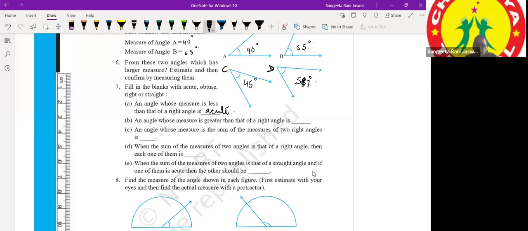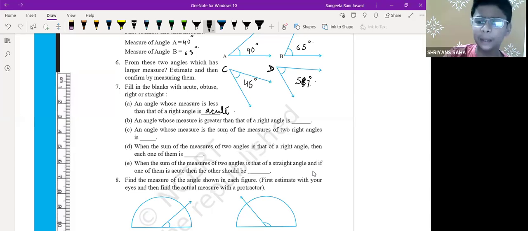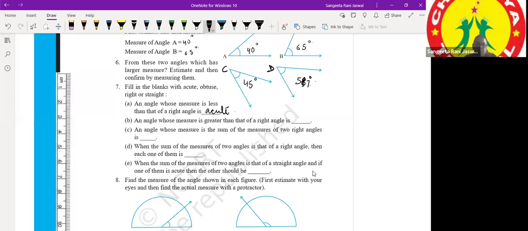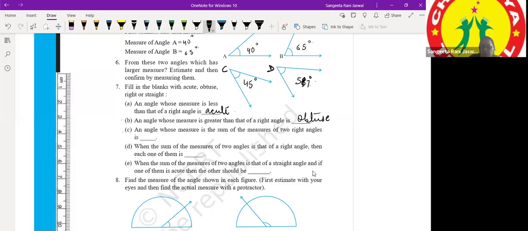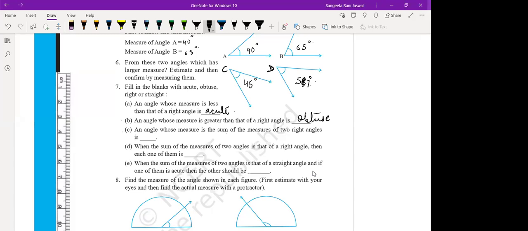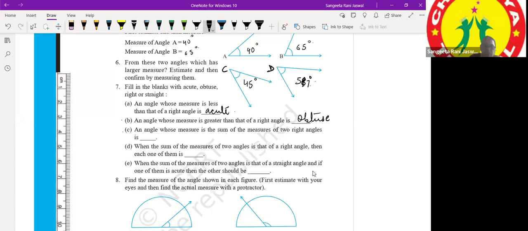An angle whose measure is the sum of the measures of two right angles. B is not finished. Okay, I'm looking at the C one. An angle whose measure is greater than that of a right angle, what did you say? Ma'am, obtuse angle. Okay, I was looking at the C bit. Neha, tell me the C bit. Ma'am, it's a straight angle. The sum of two right angles is a straight angle.